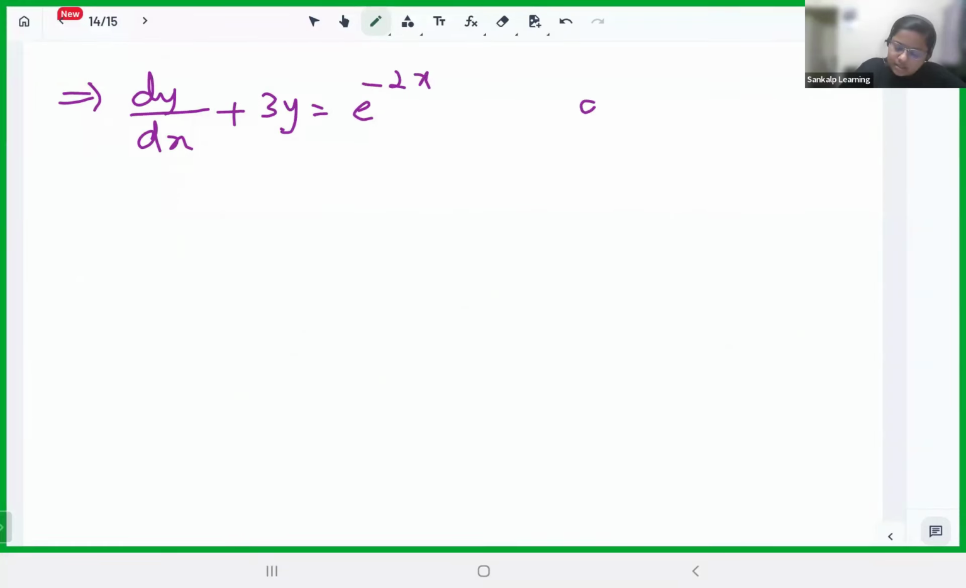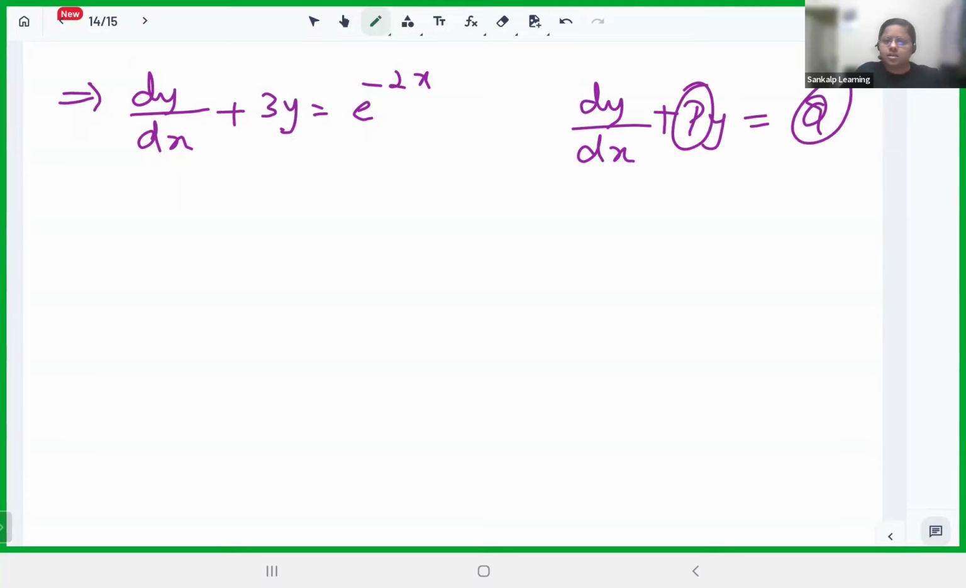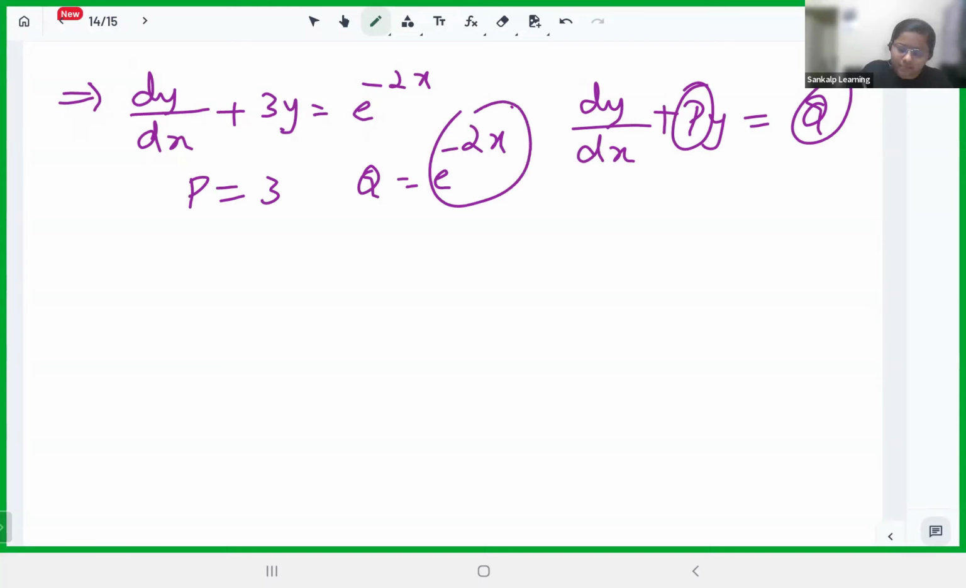Here you can see that this is of the form dy by dx plus p into y equal to q, where p and q are either constants or functions of x. Here p is equal to 3, which is a constant, and q is equal to e raised to minus 2x, which is a function of x. So this is of the form dy by dx plus py equal to q.